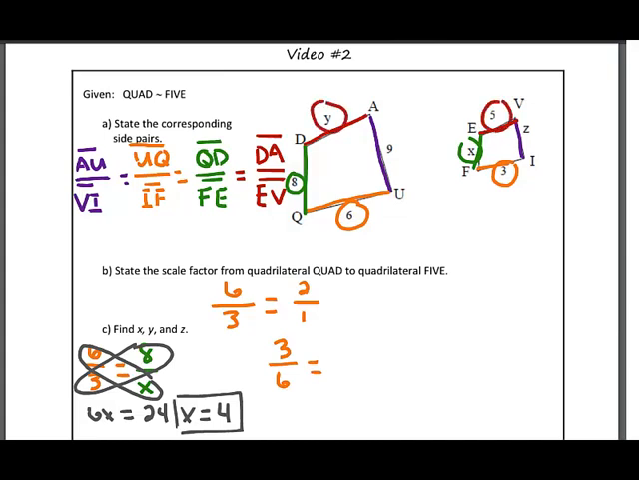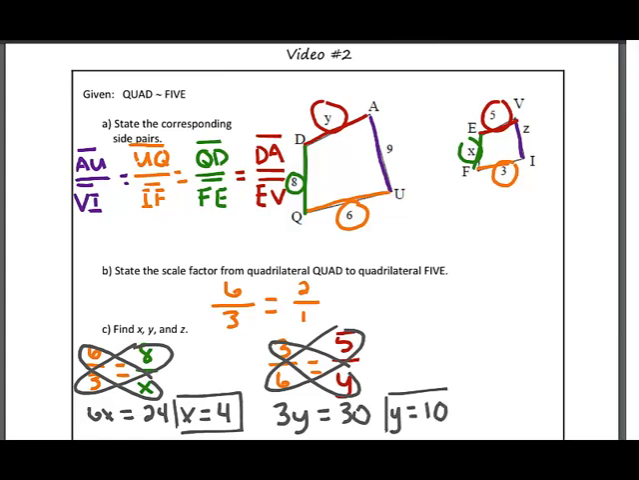corresponds with y. Since the numerator in my first ratio is from the smaller quadrilateral, the numerator in the second ratio should also be from the smaller quadrilateral. So 3 over 6 is equal to 5 over y. To solve this, we're going to go ahead and cross multiply. So 3y is equal to 30, and therefore y is equal to 10.